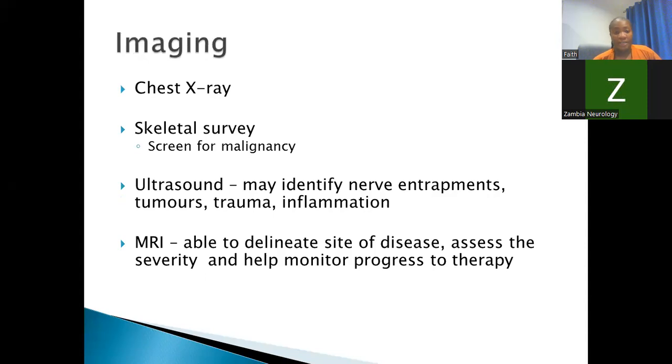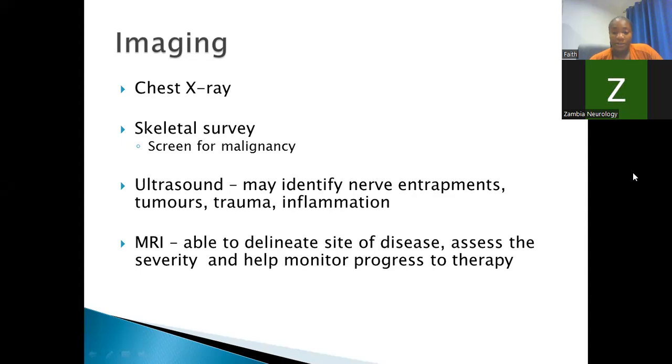You can also do a skeletal survey, which can help determine if there is a presence of multiple myeloma and other malignancies. And then you can also do ultrasounds. Apart from determining malignancies, you can also do ultrasound of the nerves, and this can help to identify nerve entrapments, certain tumors, as well as trauma or inflammation.